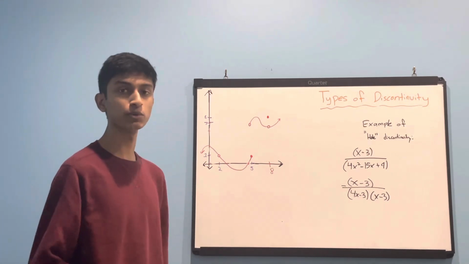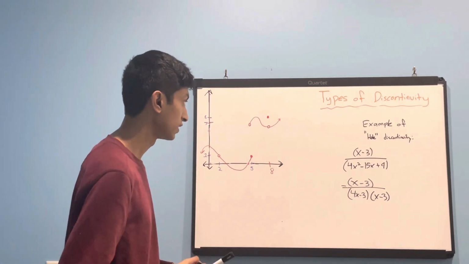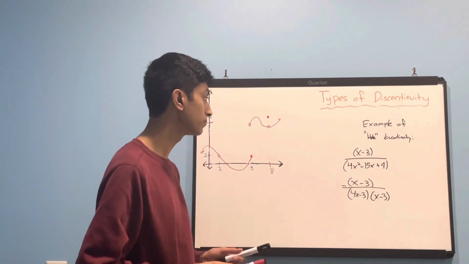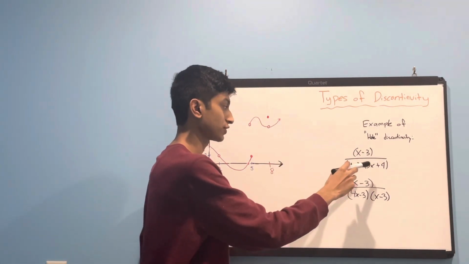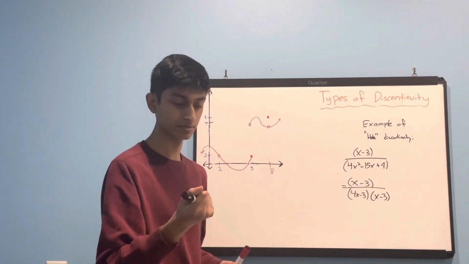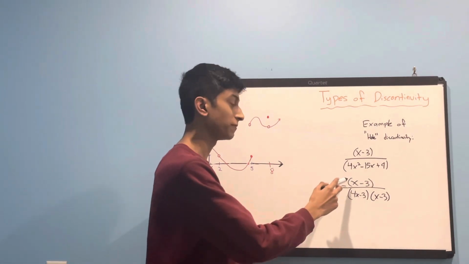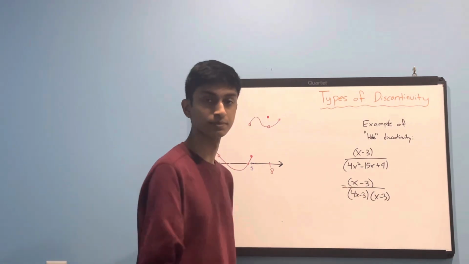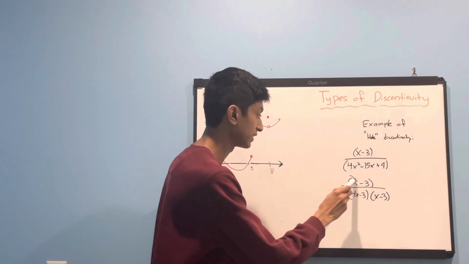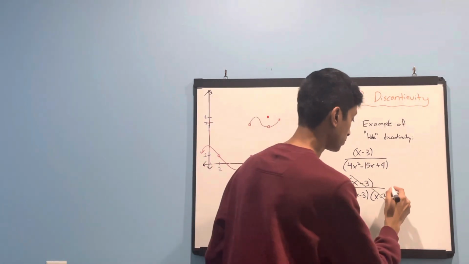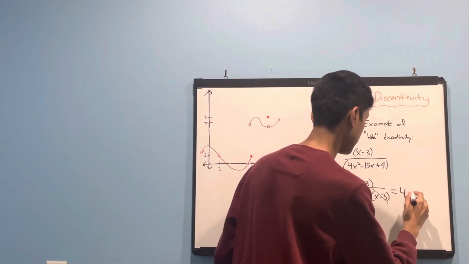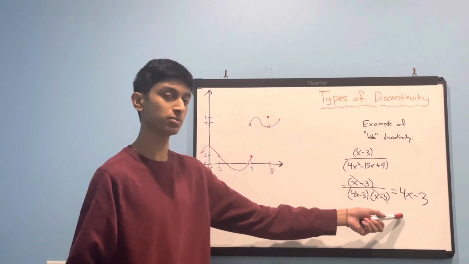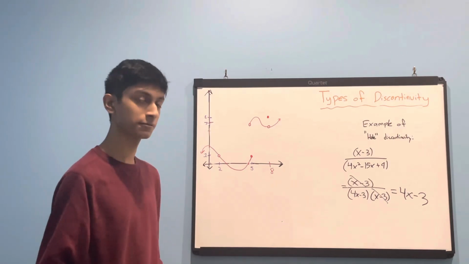So how might we run into a hole discontinuity? That's the example here. We have our function x minus 3 over 4x squared plus 15x plus 9. And when we factor it, we get x minus 3 over (4x minus 3)(x minus 3). And so we can go ahead and cancel these, and then we're left with 4x minus 3.